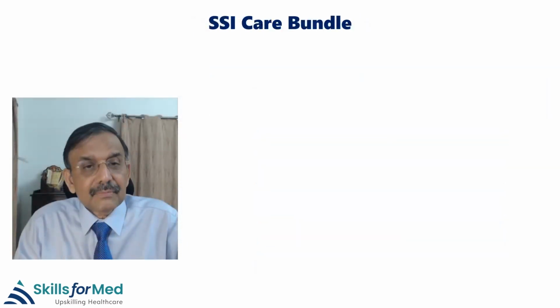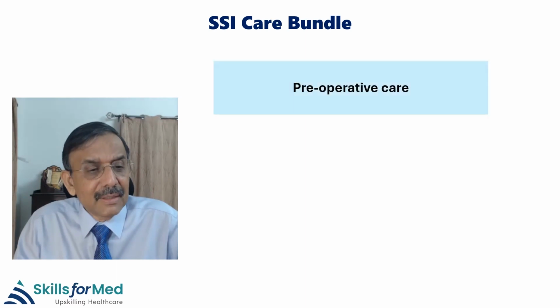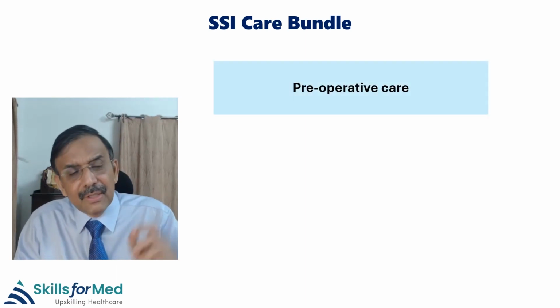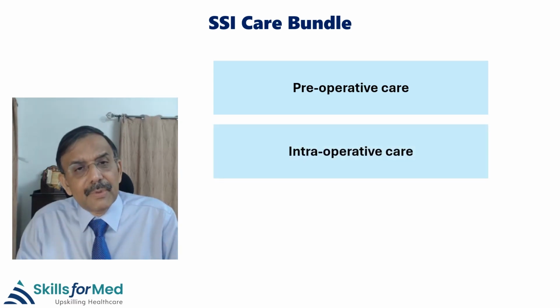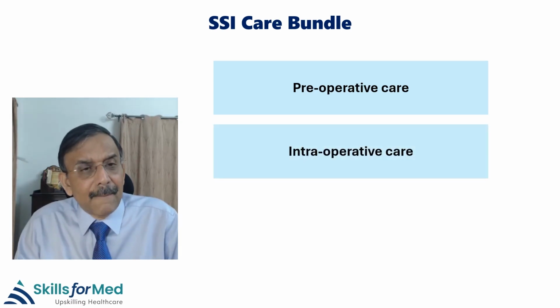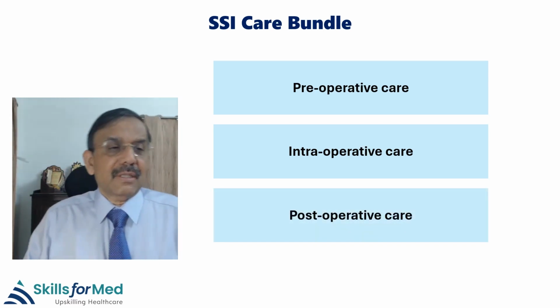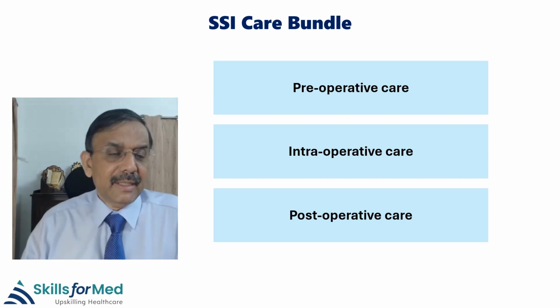So next is the SSI care bundle. Here it is performed at 3 different phases. Preoperative care, you need to have a preoperative checklist. Intraoperative care is again the surgical safety checklist, and postoperative care, you should have a checklist for what needs to be done immediately after the patient goes to the ward.